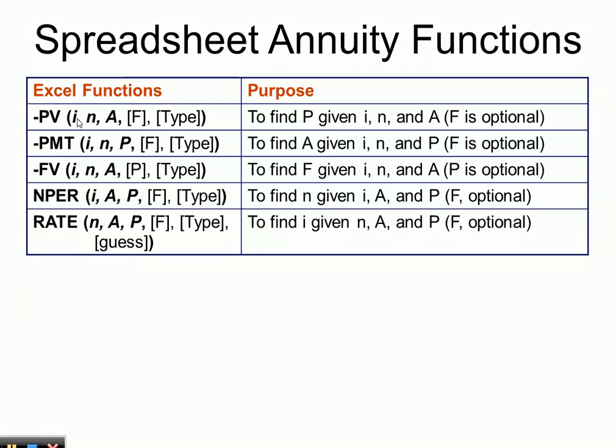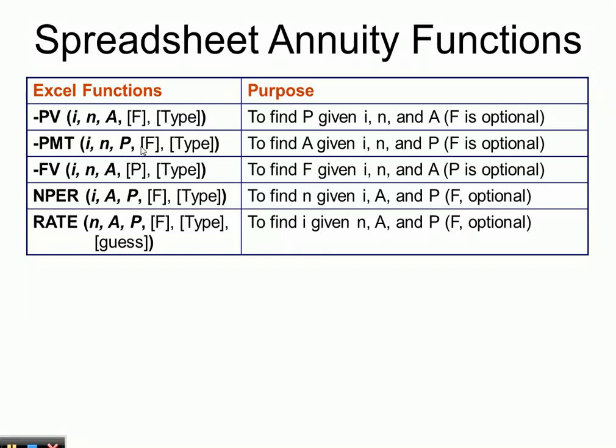And then the I and N are, as always, I is the effective interest rate, N is the number of compounding periods. PMT stands for payment, and that's the uniform series amount that we can find. So we can find A, again given I, N, and either P or F. If right after N you have a comma and then the value, then it's going to be finding the payment based on the present sum. But if you have two commas after N, then it will assume that you are given the F here, and it will find the uniform series amount from the F.